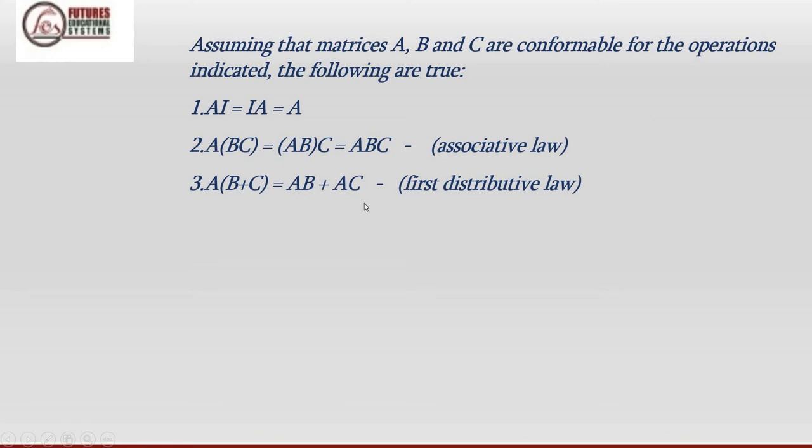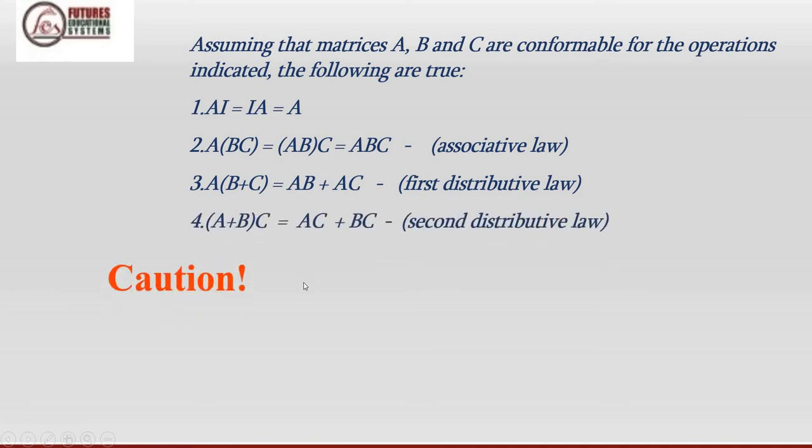Another property, the distributive property: multiplication distributes over addition. If we have A multiplied by the sum of two matrices B and C, then it equals AB plus AC.